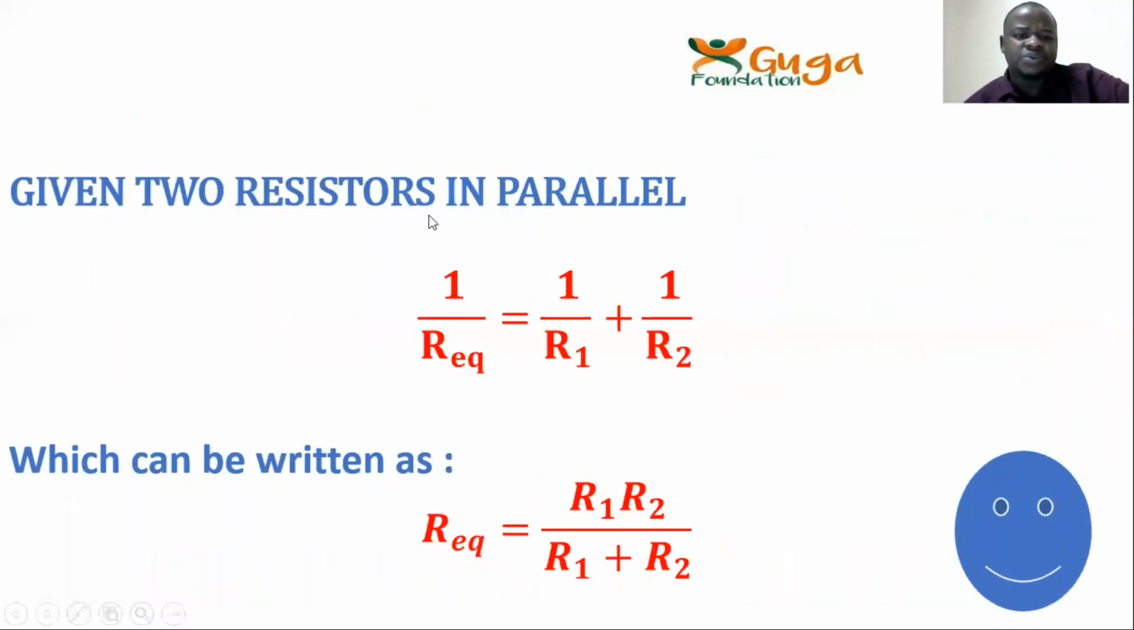in another case, given two resistors in parallel, normally we say 1 over R equivalent is equal to 1 over R1 plus 1 over R2. This can also be written, if you don't want to use this formula, you can use this formula: R equivalent is equal to R1 multiplied by R2 divided by R1 plus R2. We got this formula from the equation, by just manipulating it.